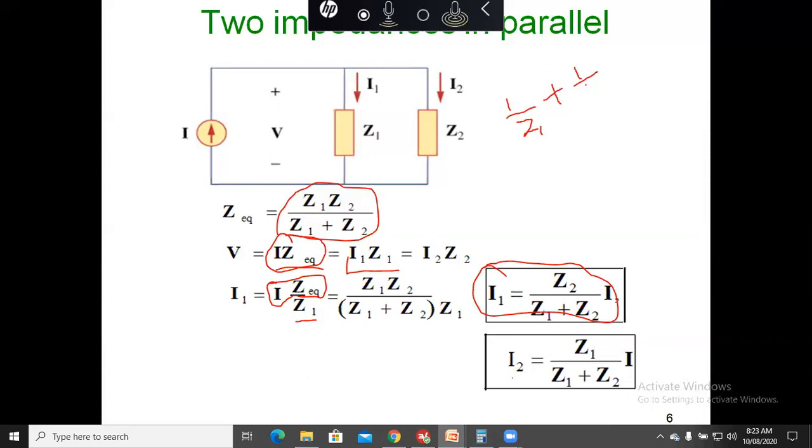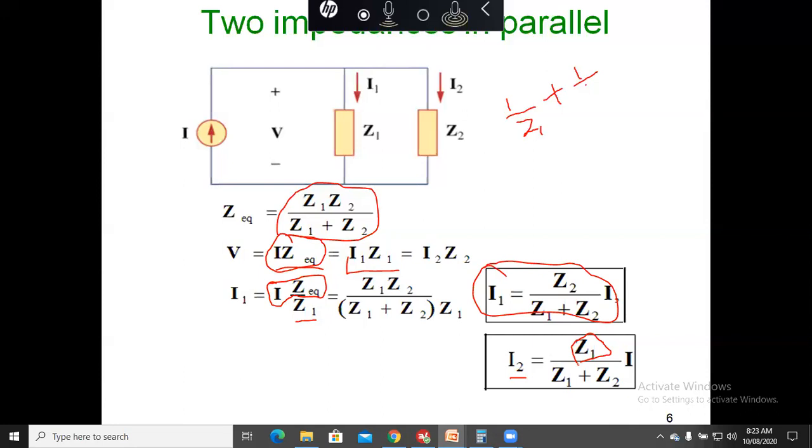Similarly, you can calculate the current in the second branch. This in fact is the current divider rule. It means you have to memorize that if you have to calculate the current in the first branch, you multiply it by the second impedance. And if you have to calculate the current in the second branch, you multiply it with the impedance of the first branch, which is Z1. So this is the way to memorize it.